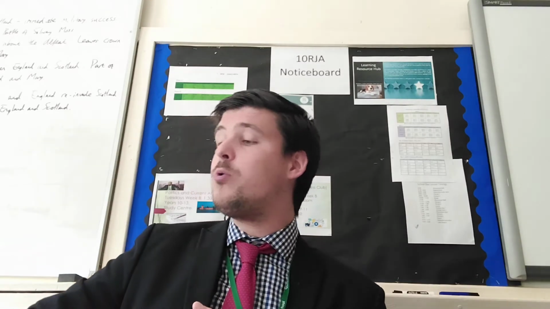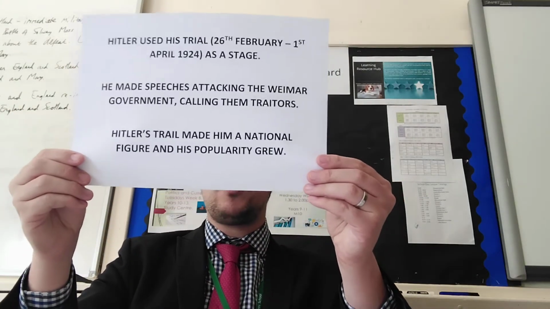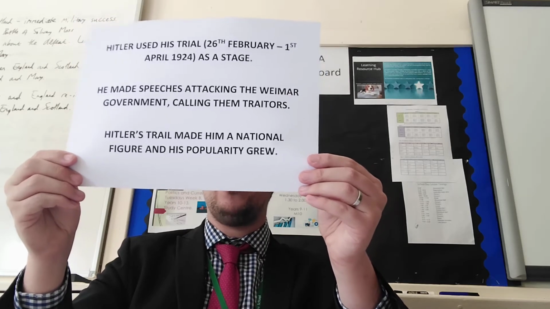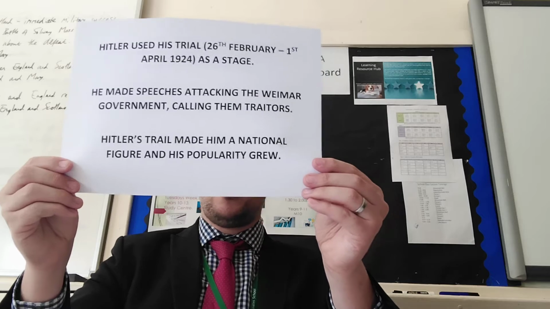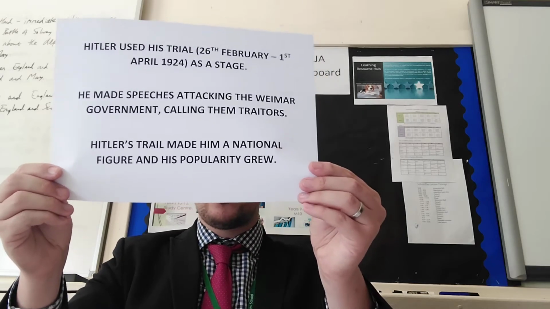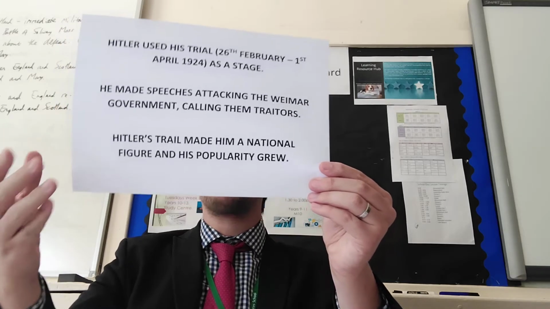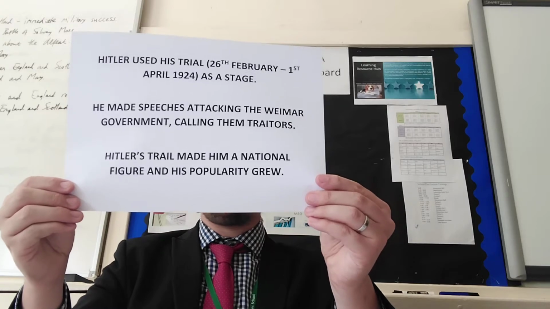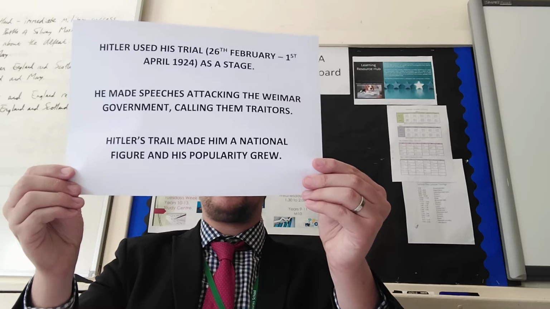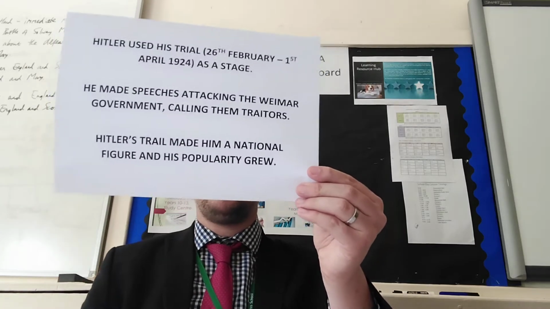Now, Hitler used his trial very significantly. This is the key thing about the Munich Putsch, really. He used his trial, which took place between the 26th of February and the 1st of April, as a stage. He made speeches attacking the Weimar government. He called them traitors, and talked about all the wrongs that had been done to Germany, the Treaty of Versailles and the Dolchstoss and all these kind of things, and blamed the Weimar government. And this trial really does turn Hitler into, just the key thing, a national figure, and his popularity grew.